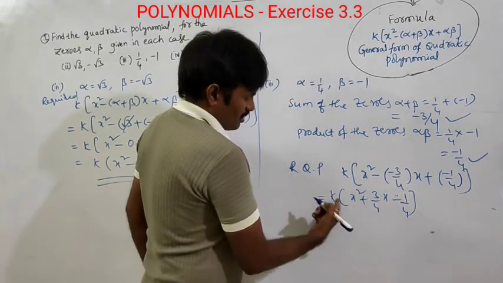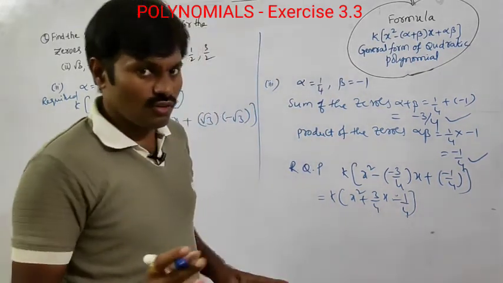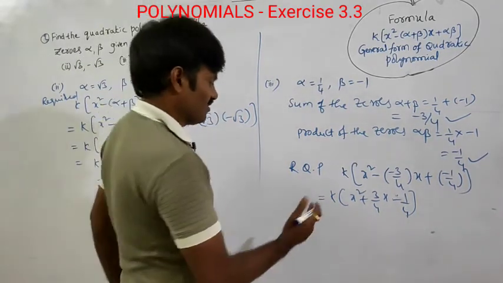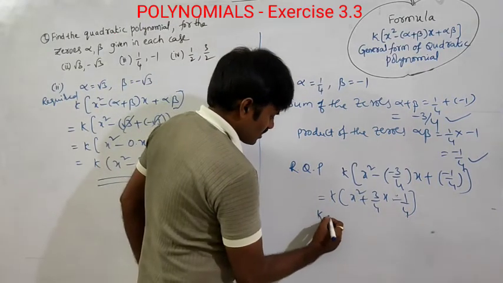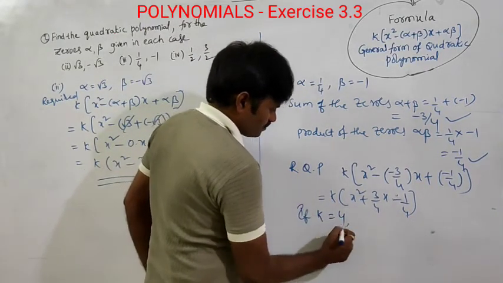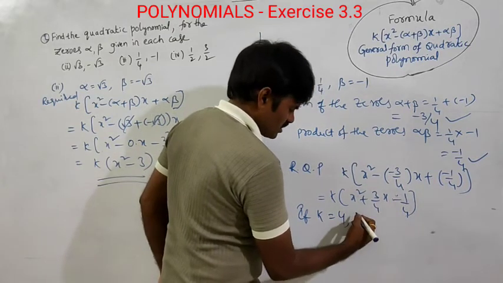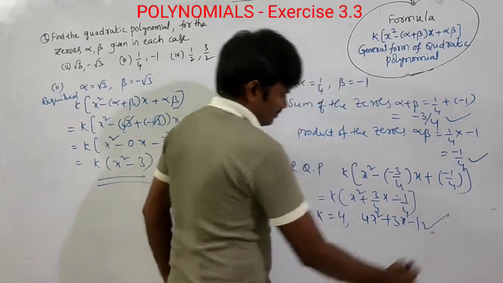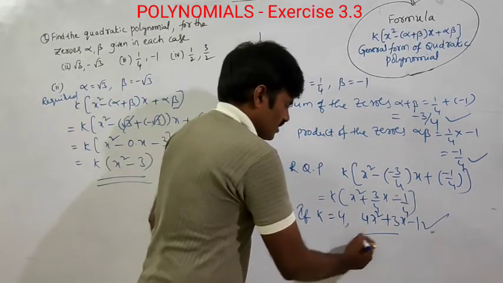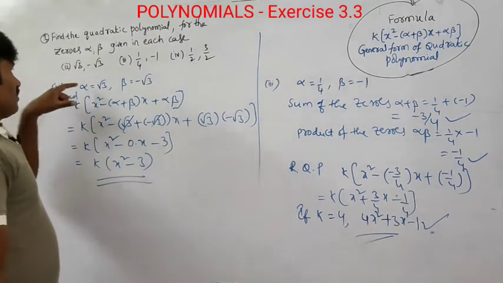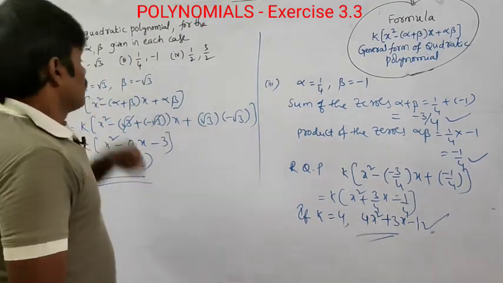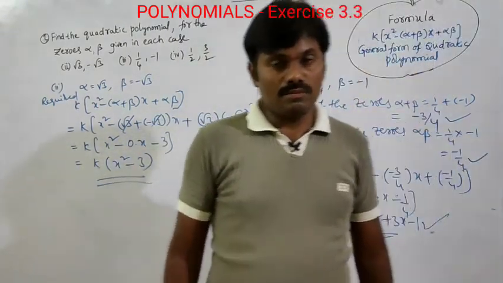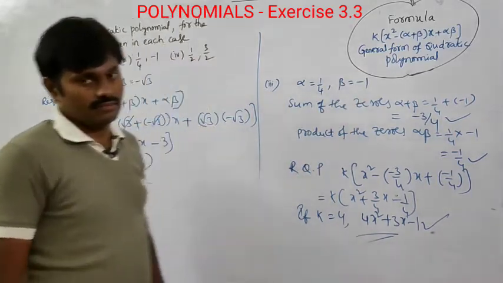So your denominator is 4 now, so consider k value as 4. Of course we can take any value, our answer is correct, but for our convenience we are considering the constant k is equal to 4. If k is equal to 4, then this polynomial becomes 4x square plus 3x minus 1. So like this we have to find: if they give alpha and beta separately, that means if they are given the zeros of the polynomial, we have to use this formula. Is it clear?